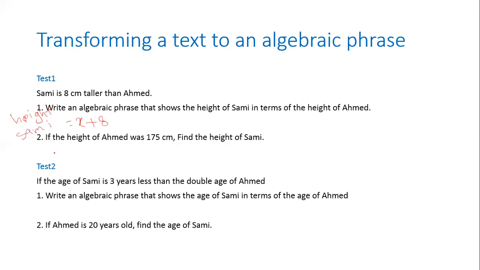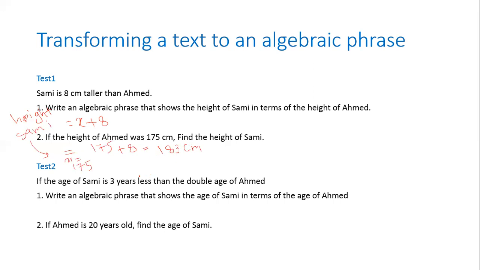Now, if the height of Ahmed was 175, find the height of Sami. So again, the height of Sami in this case, when x equals 175, we replace it in the algebraic phrase. So we get 175 plus 8, and this is 183 centimeters.